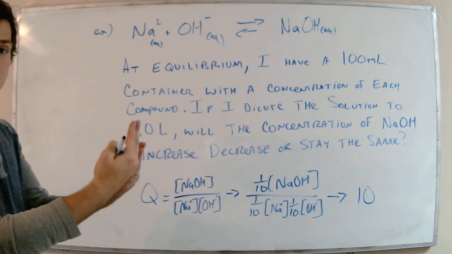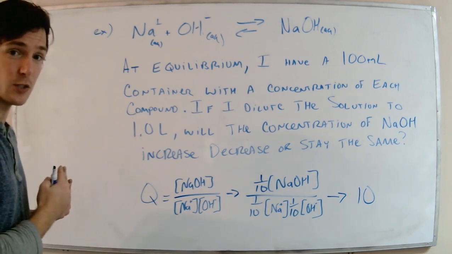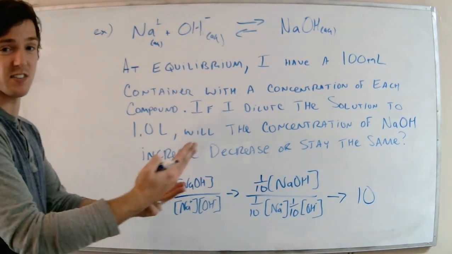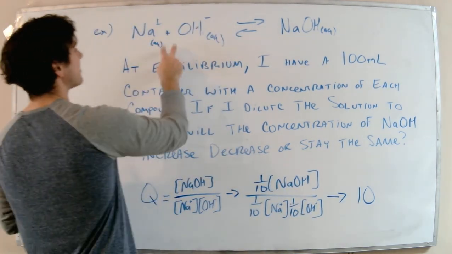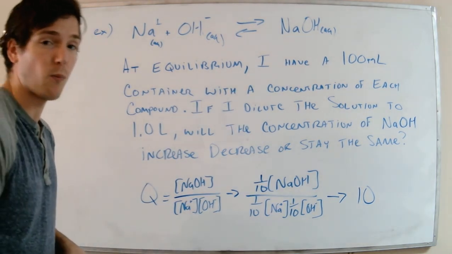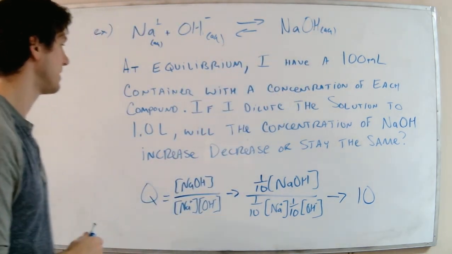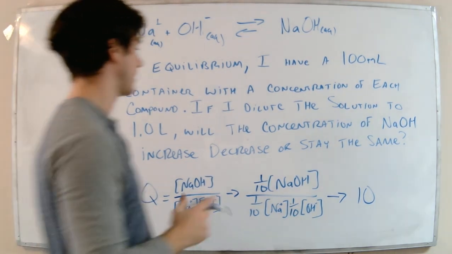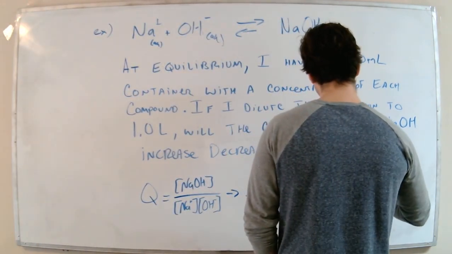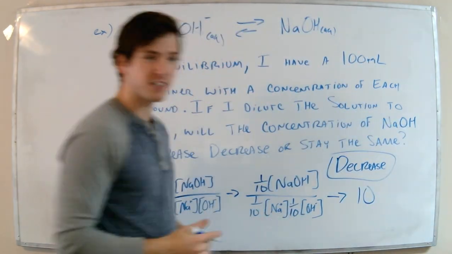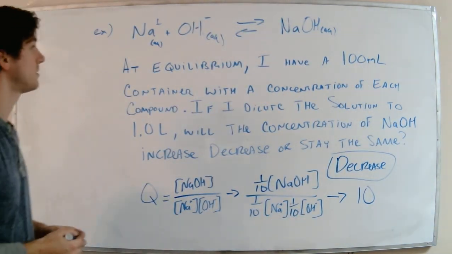It is going to decrease. Okay, since that Q was 10, everything's going to want to shift back left to this side. We added a bunch of water, spread everything out. So now this is going to decrease. The concentration of NaOH is going to decrease and cause a shift left.